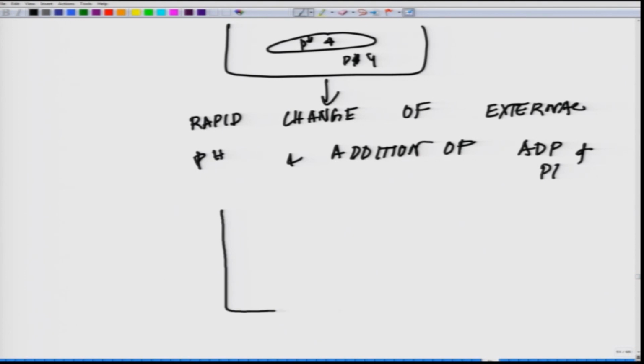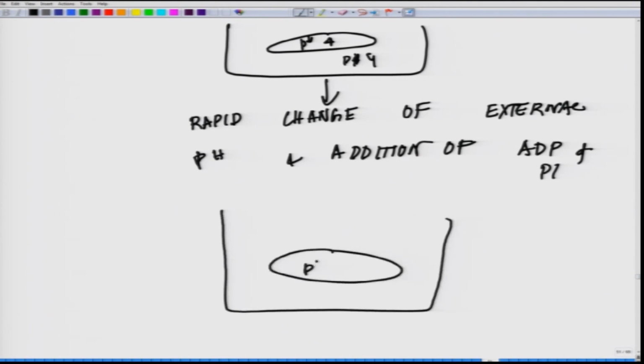Okay. Then what you observe here is that you have the pH 4, H plus ions, they move out, and what they do is, outside, ADP plus PI making ATP, and outside the pH is 8.